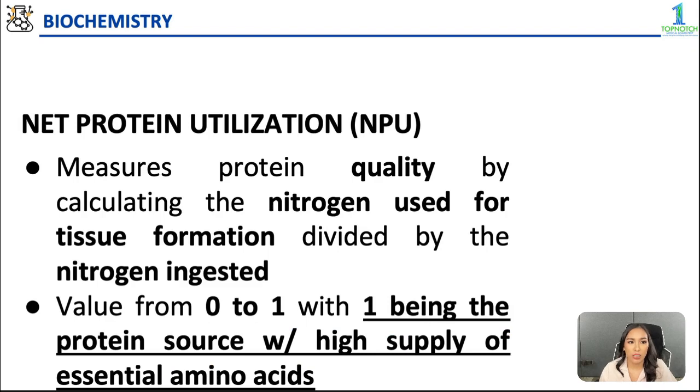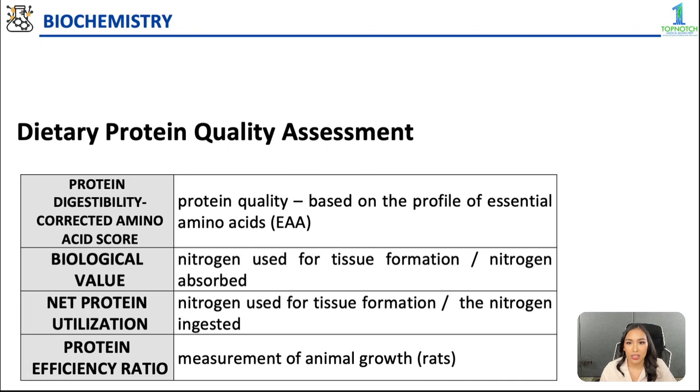Let's discuss net protein utilization. It measures the protein quality by calculating the nitrogen used for tissue formation divided by the nitrogen ingested. It's a value from 0 to 1, with 1 being the protein source with high supply of essential amino acids. Let's summarize that in this table.